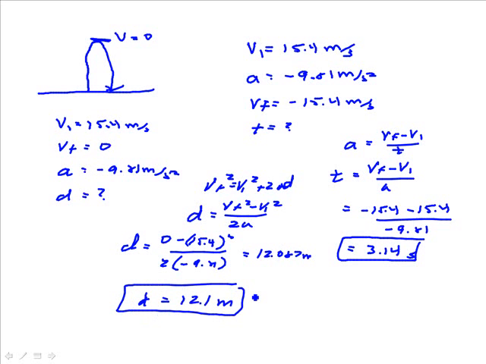12.1 meters. So to answer A, B, and C, if it went up at 15.4, it comes down at 15.4. The time of flight, as we calculated, is 3.14 seconds, and the maximum height is 12.1 meters.